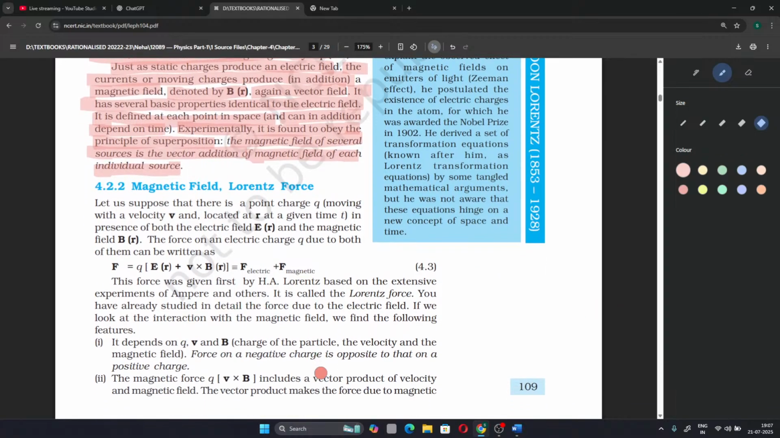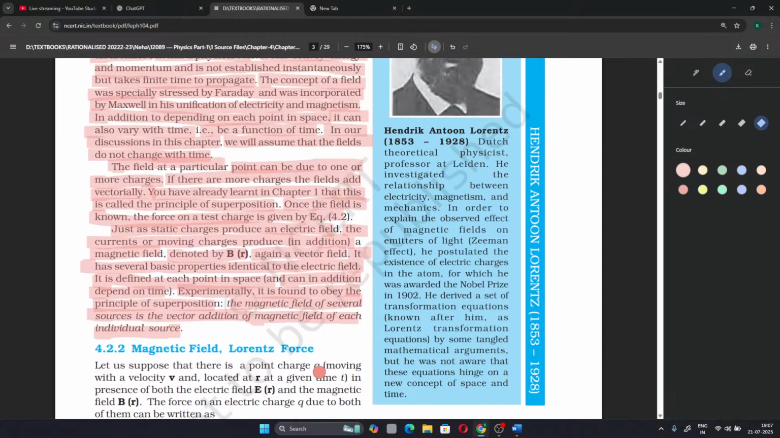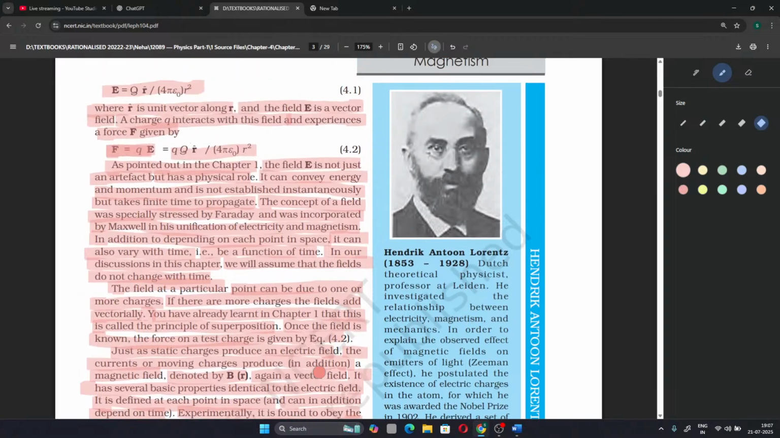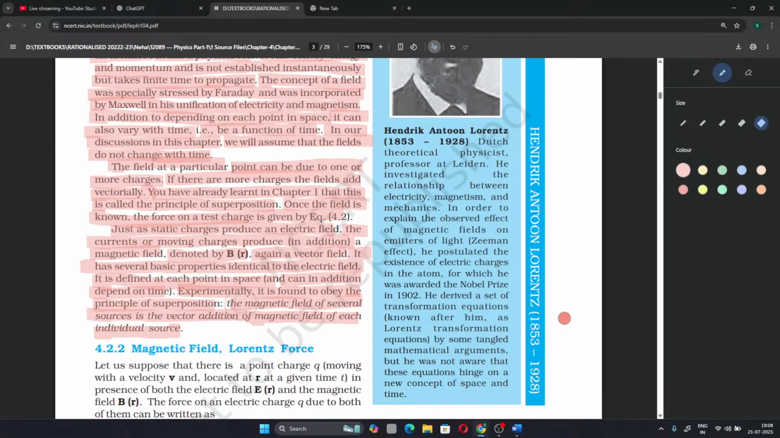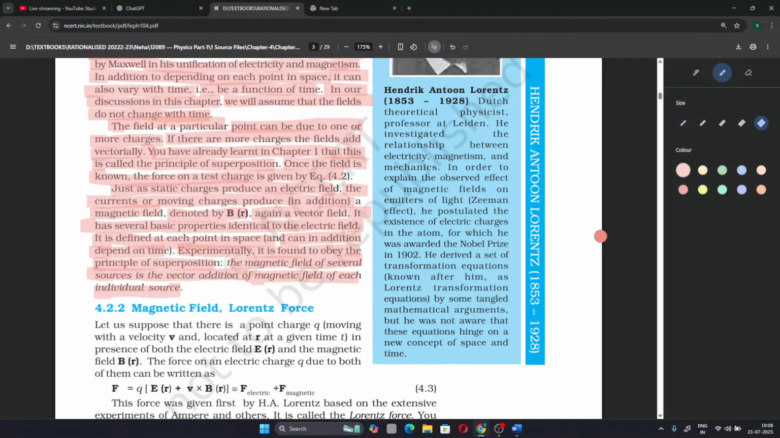Now let's go to, actually they gave something about Hendrik Antoon Lorentz. Let's just read it. Hendrik Anton Lorentz, 1853 to 1928, Dutch theoretical physicist, professor at Leiden. He investigated the relationship between electricity, magnetism, and mechanics. In order to explain the observed effect of magnetic fields on emitters of light, his Zeeman effect, he postulated the existence of electric charges in an atom, for which he was awarded the Nobel Prize in 1902.